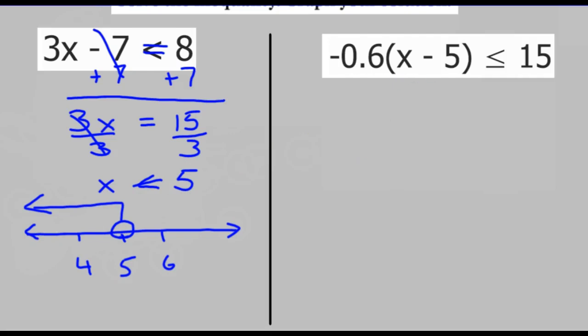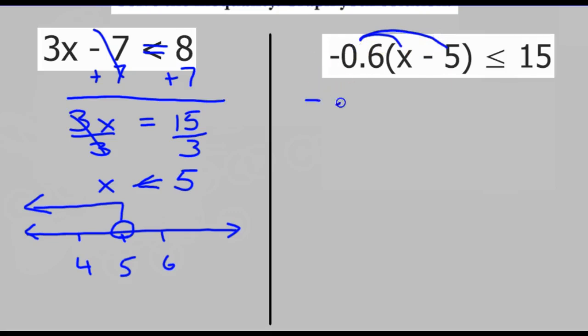Okay, our next problem, we have parentheses and a number outside of those parentheses. So what we have to do is distribute. So we distribute this negative 0.6. So I'm multiplying negative 0.6 by x and by negative 5.